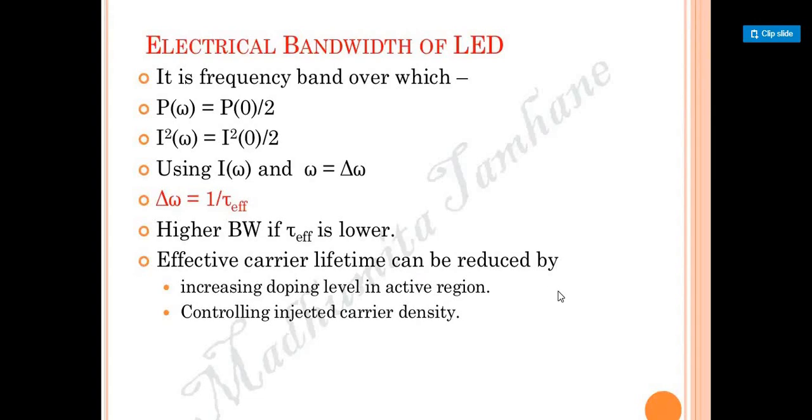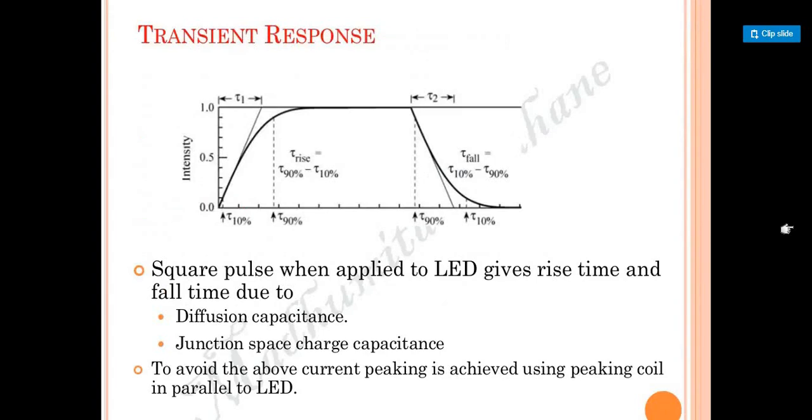The effective carrier lifetime can be reduced by increasing the doping level in the active region and controlling the injection carrier intensity. By doing these two things, we can reduce the effective carrier lifetime. Next we are going to see the transition time. Before that, note down this parameter.